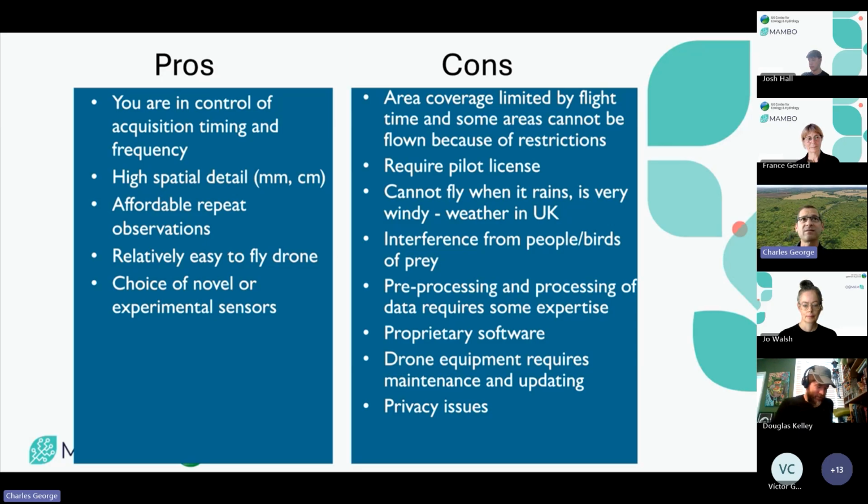Also, wind affects when you can fly. Otherwise, your drone might disappear into the distance. You can also get interference, so there will be a lot of people asking, "What are you doing, mister?" So it's sometimes good to have somebody with you to fend off those questions. Birds of prey can be a problem as well. They have been known to attack drones, which can be very interesting.